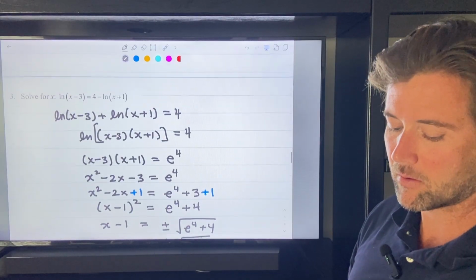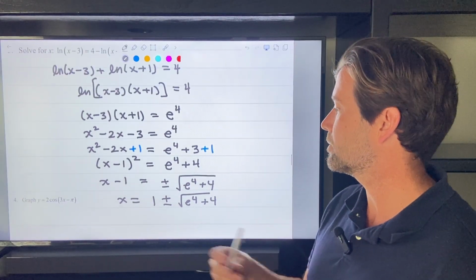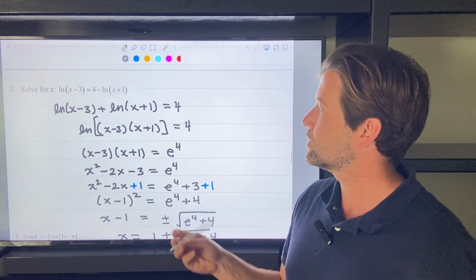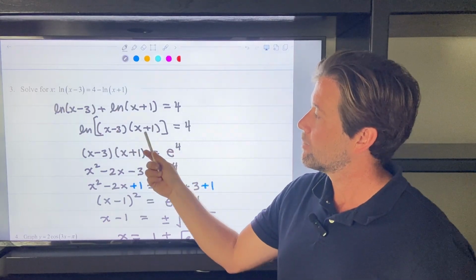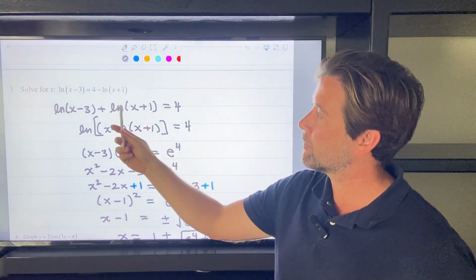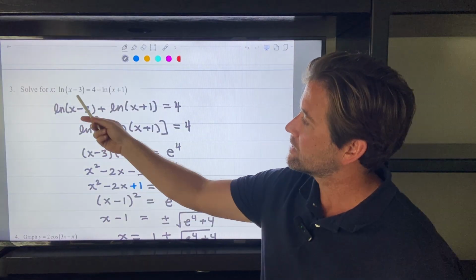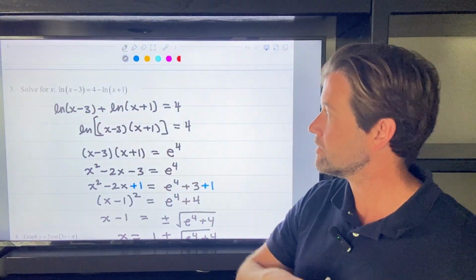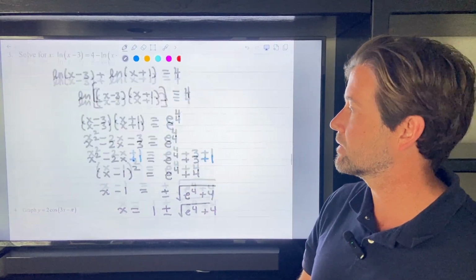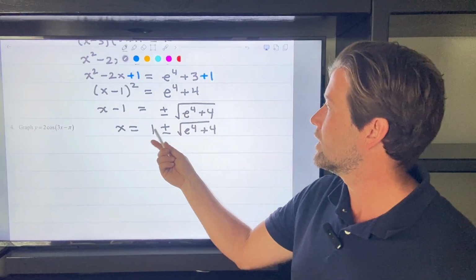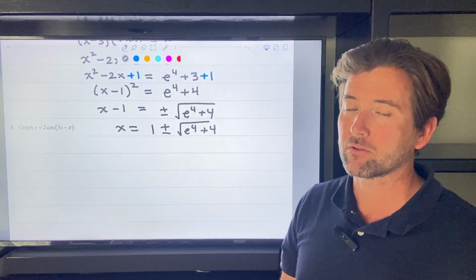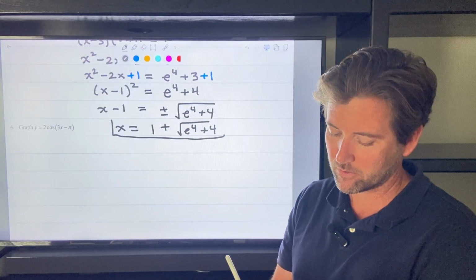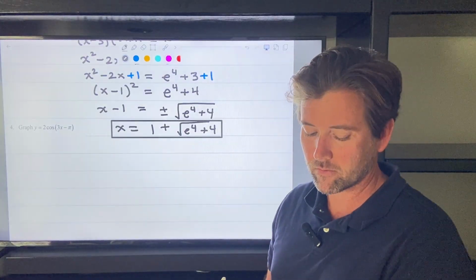Now, we have two numbers here, 1 plus the square root and 1 minus. And those are both solutions to the equation right here. But they're not solutions to the original problem, because before you condense, the domain is saying here that x has to be bigger than 3. So an answer has to be bigger than 3. And if I have 1 minus the output of the square root, it's not going to be bigger than 3. So I have to get rid of that. And we only have one solution. All right, question 4.